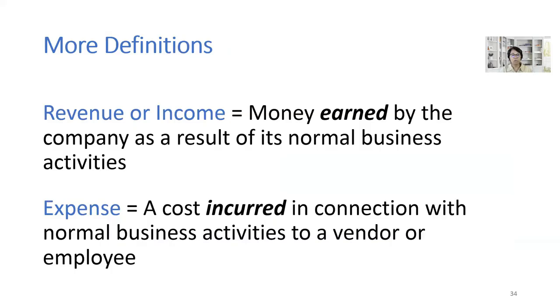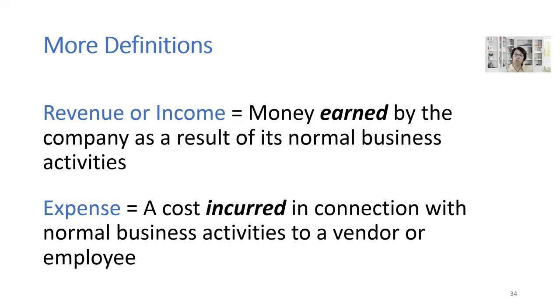Okay, so I told you that revenue and income are sometimes used interchangeably. Revenue technically means money earned by the company as a result of its normal business activities. Now you might say, well, why do you have to say it like that? Well, because sometimes you'll receive money, but it's not earned. It's like when you each put in 50,000. The company didn't earn that money. That's why it went to capital. It did not go into the revenue account.